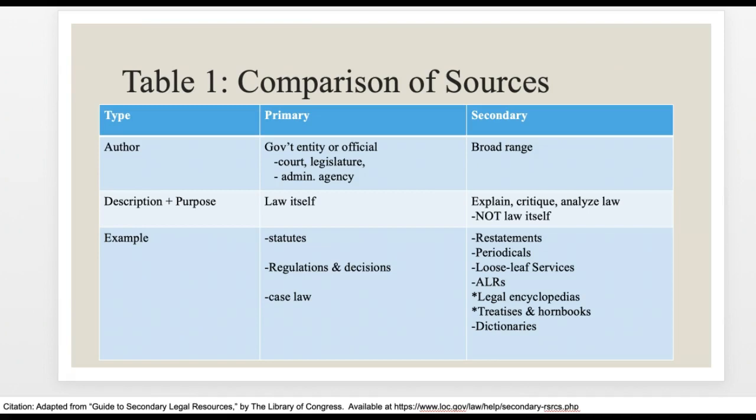If an area of law is new to you, you should begin with a secondary source, not a primary source. A primary source is the law itself. It's usually written by a government entity or official, such as a court, a legislature, or an administrative agency. Examples of primary sources include statutes, regulations and decisions, and case law.